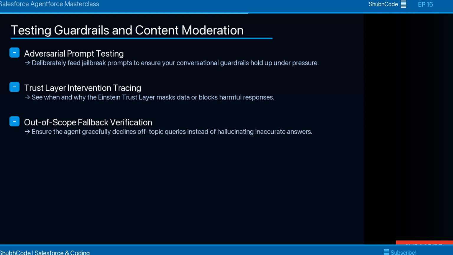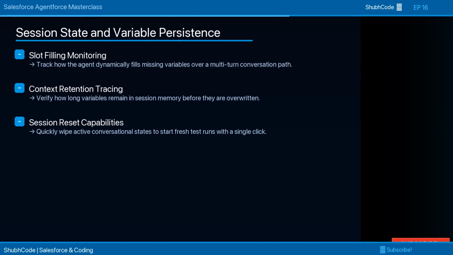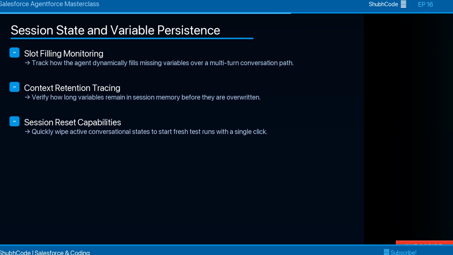A conversation is a journey, not a single snapshot, which is why managing session memory is so critical. In this slide, we focus on how the Agentforce Simulator tracks conversational memory and variable persistence across multiple turns of dialogue. If a customer changes their mind halfway through a booking flow, how does the agent update its internal slots? By monitoring the active session state in the debugger, you can ensure that previous inputs are preserved when appropriate, and cleared out when the user shifts topics.